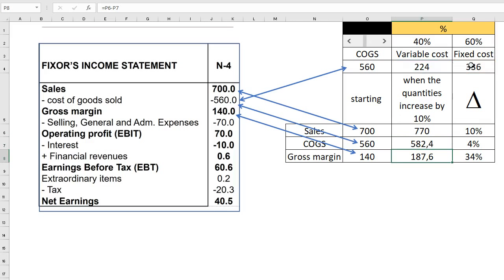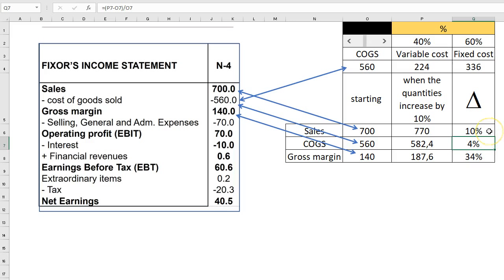So all in all, the cost of goods sold would increase by 4%. That 4% is not really a surprise, since the variable cost represented 40% of the cost of goods sold, and because that variable cost increases by 10%, it is logical that the cost of goods sold increases by 4%, which is 40% multiplied by 10%.